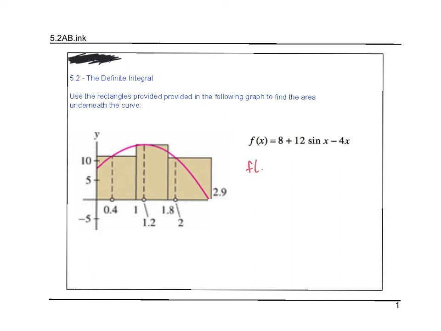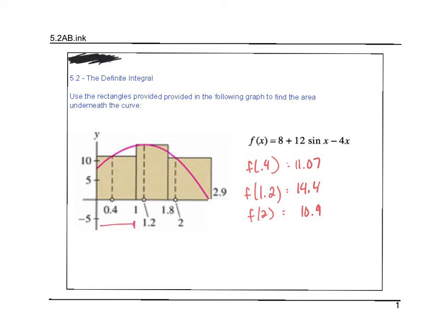So we need to know what is f of 4/10, what is f of 1.2, and what is f of 2. This is certainly just a calculator question. You wouldn't be expected to know sine of 0.4. So if I put this in the calculator, I would get 11.07, 14.4, and 10.9. So those are the heights of the corresponding rectangles.